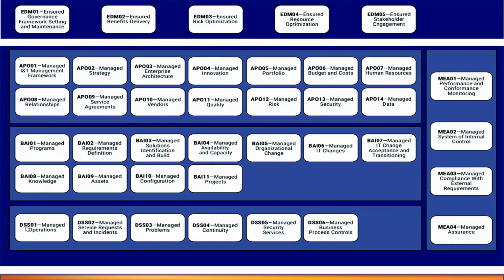Then comes DSS. That means deliver, service, and support. These are the people who will be into delivery, and there are some processes, some controls which they need to follow as part of the delivery. All that will come here, like operations, service requests and how we handle them, how to do problem management, how to make sure that continuity of business is maintained at all times. Those kinds of controls will come here.